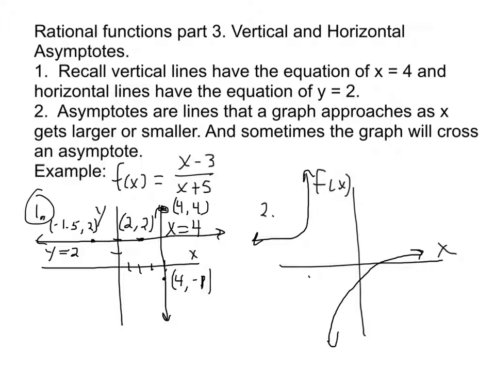Now it appears that this graph over here is approaching some vertical line, and as we go right here, it's approaching some vertical line. Well, that vertical line is an asymptote, and in this particular example, this asymptote occurs at x equaling a negative 5. Horizontally, there appears to be a line that this graph approaches. That line happens to be y equaling 3.